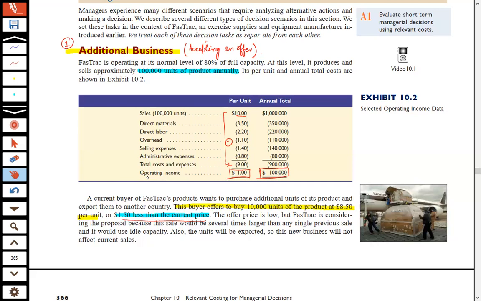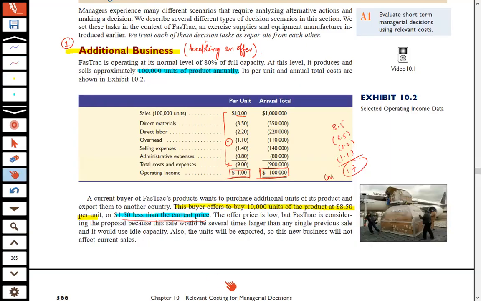What you have done, you see the contribution margin, that is 8.5 minus 3.5 minus 2.2 and minus 1.1. What is the CM? CM is 1.7 per unit, per unit. Yes. Okay. So since CM is positive, it is evident that it should be accepted. Clear?